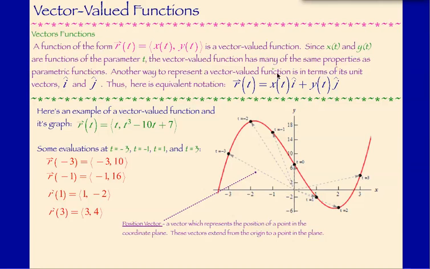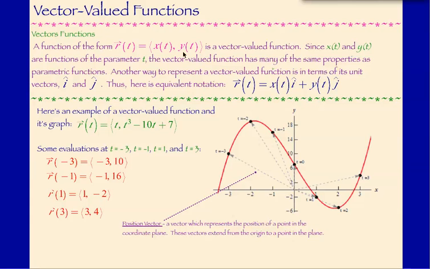Another way to represent a vector-valued function is in terms of its unit vectors, i hat, j hat, whatever you want to call them. i is the horizontal unit vector and j is the vertical unit vector. You'll see in your packet that they also show three-dimensional vector space, but we're going to restrict our discussion to two-dimensional vector space here because, once again, that's what we'll be doing on the AP exam. If there were a third dimension, it would be k hat, the unit vector for the third dimension.